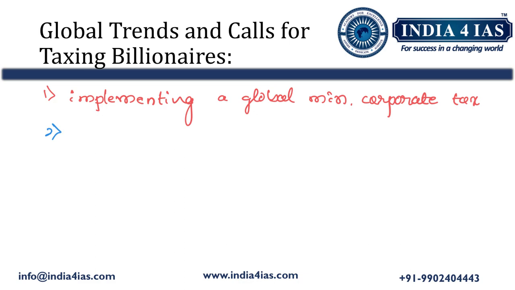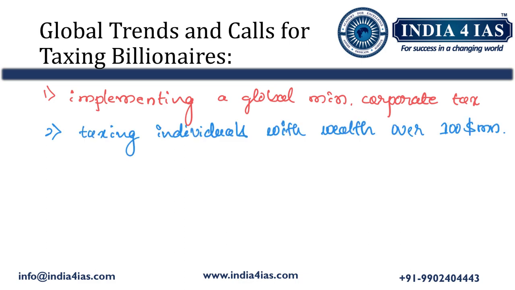Then in the USA, the proposal is to tax individuals with a wealth over 100 million dollars at a minimum rate of 25%. So this proposal is there in the United States of America to tax individuals who have assets or property worth 100 million dollars. So the taxation rate is 25%.